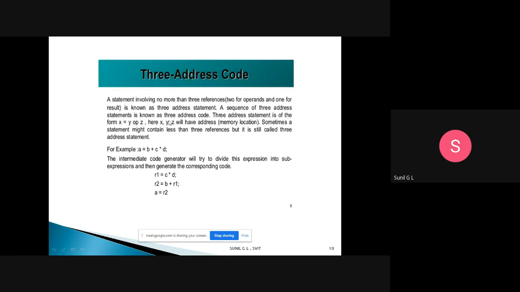A sequence of three address statements is also known as three address code. The three address statement is of the form x is equal to y operator z. It means x, y, z will have addresses; these are three memory locations. Sometimes a statement may contain less than three references, but it is still called a three address statement. So a statement may contain three or fewer; at that time also we call it a three address code.